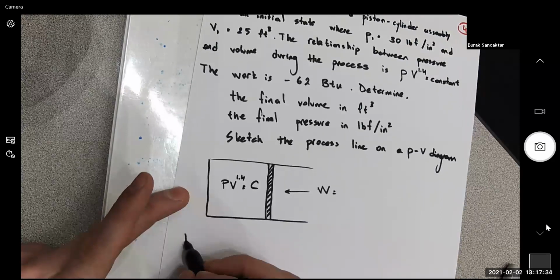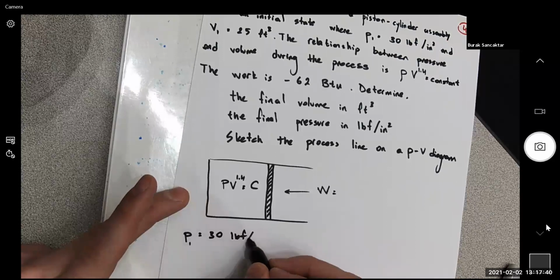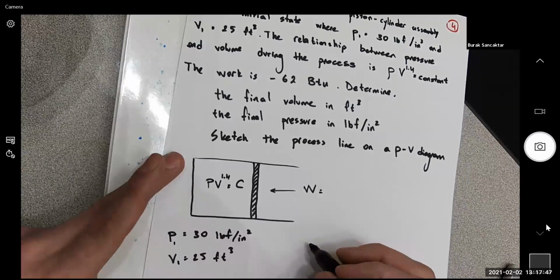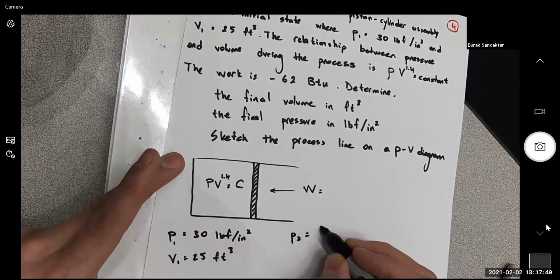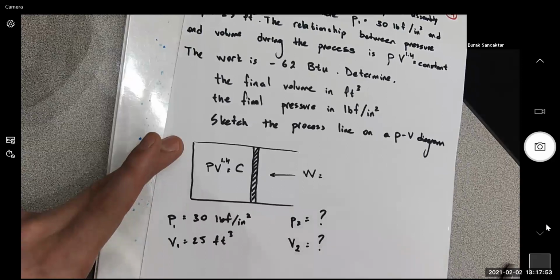State 1, pressure is 30 pounds per square inch, volume is 25. State 2, pressure 2, not known, but volume, that's state 2, 100.